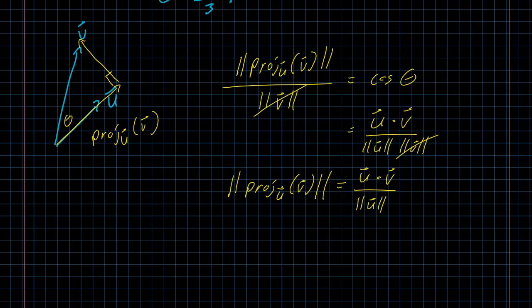And since it's pointing in the direction of vector u, then we can get the direction of this by simply multiplying by a unit vector in the direction of u.